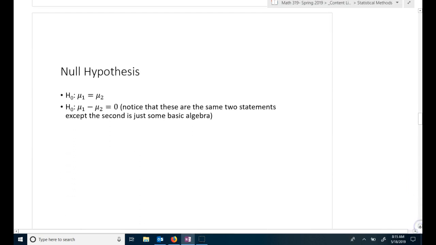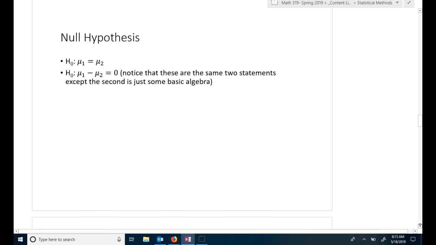Okay, so now the null hypothesis. All right, the null hypothesis for a two-sample t-test is always going to be mu1.